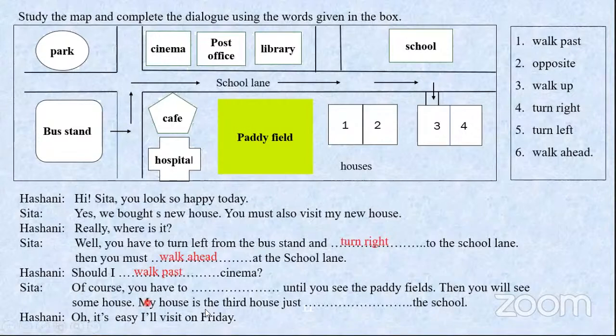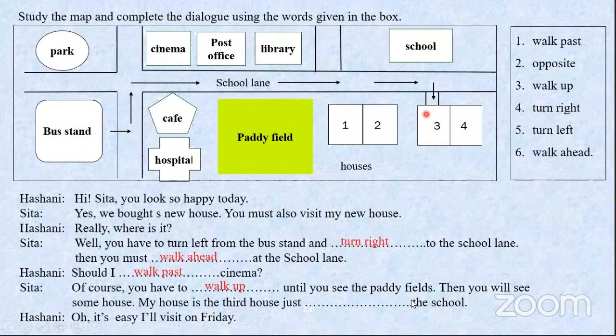you have to walk up until you see the paddy fields. You have to keep walking until you reach the paddy fields, right? This is the paddy field. Keep walking until you reach this. Then you will see some houses. Then you can see some houses, right? These are the houses. My house is the third house. My house is the third house.